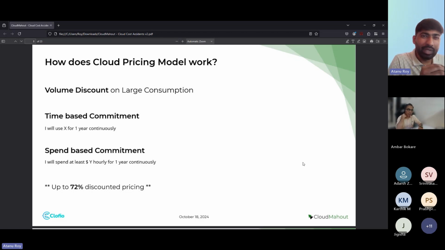Now, let's spend a little bit of time understanding these two things, right? Once you say, hey, I am doing a time-based commitment, you commit to a piece of infrastructure, which you cannot change, and you are going to run that infrastructure for a certain time. Whereas with the spend-based commitment, you say, hey, I am going to spend X amount of dollars, where you have flexibility in choosing what infrastructure you are going to run as long as you spend that amount of dollars.